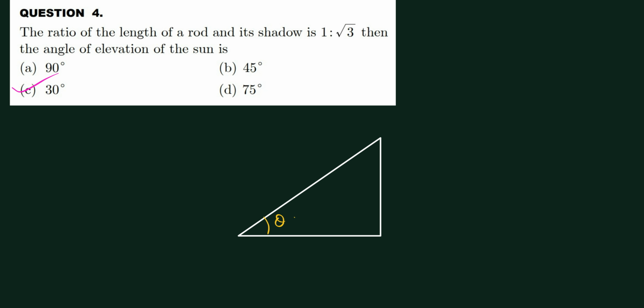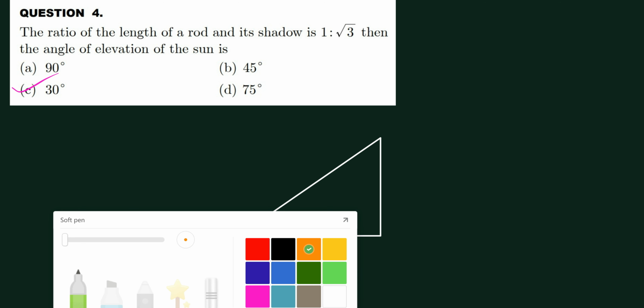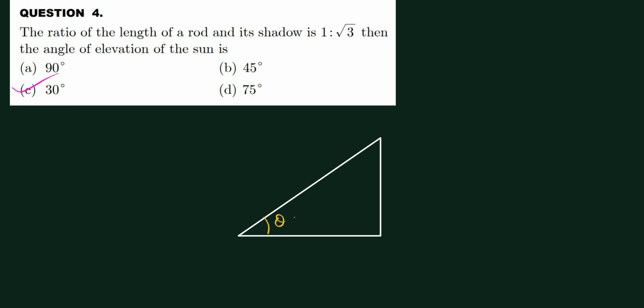Okay, the ratio of the length of a rod and its shadow is 1 is to root 3. So let us say this is the length and x is the shadow of the rod. We need to find the angle of elevation of the sun. The relationship between the length and x, opposite by adjacent, is tan theta. So tan theta equal to opposite, the length, by adjacent, its shadow x. This is equal to 1 by root 3.